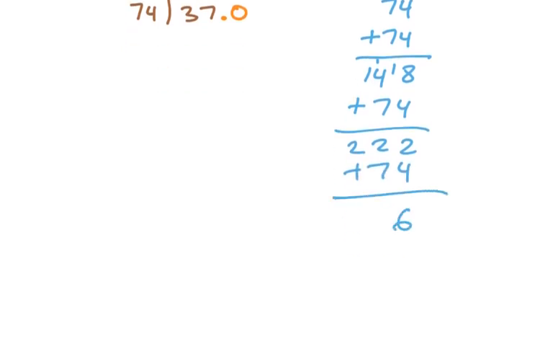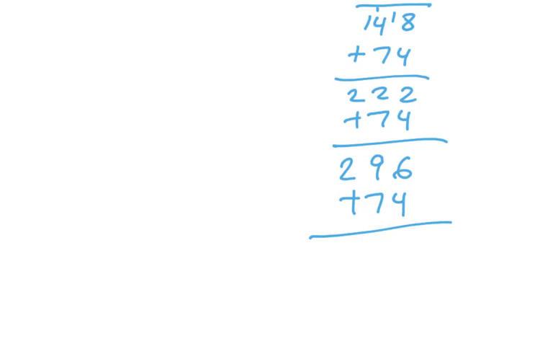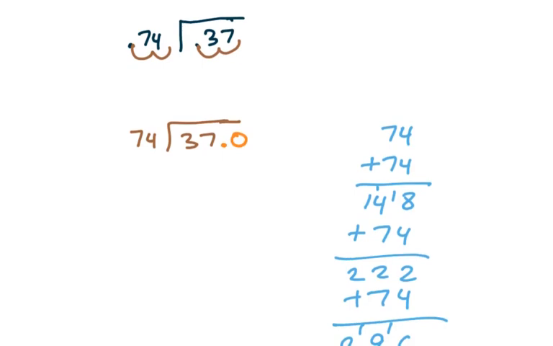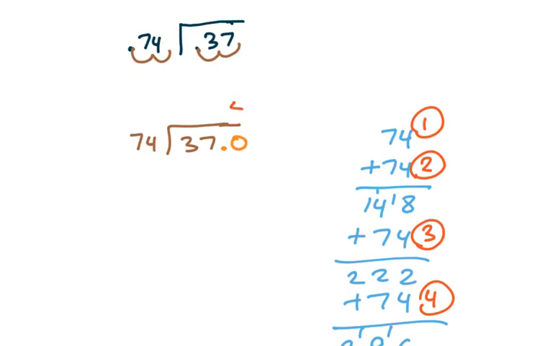This is going to give me 6, 9, 296, add another 74. Remember, we're trying to get to 370 or beyond. 1, carry the 1, and nice enough, it actually gives me exactly 370. So now I'm going to count to see how many 370s I have, and then I'm going to have 5 370s. So this is actually just 0.5.